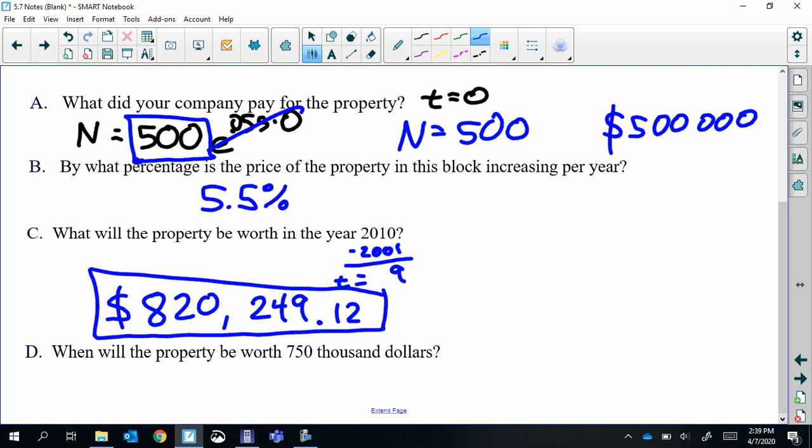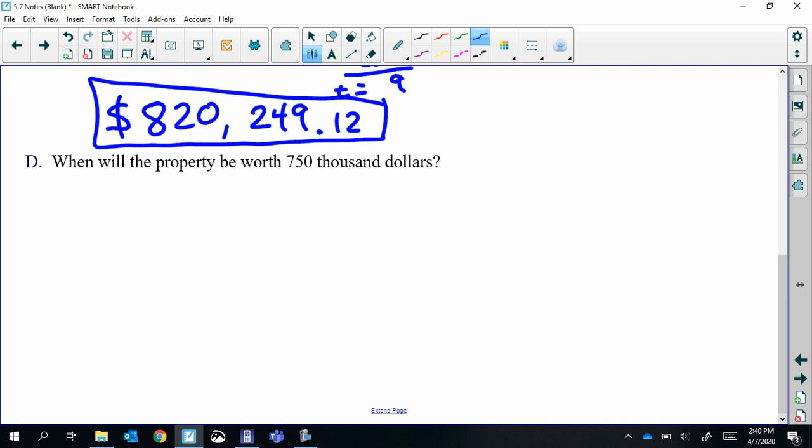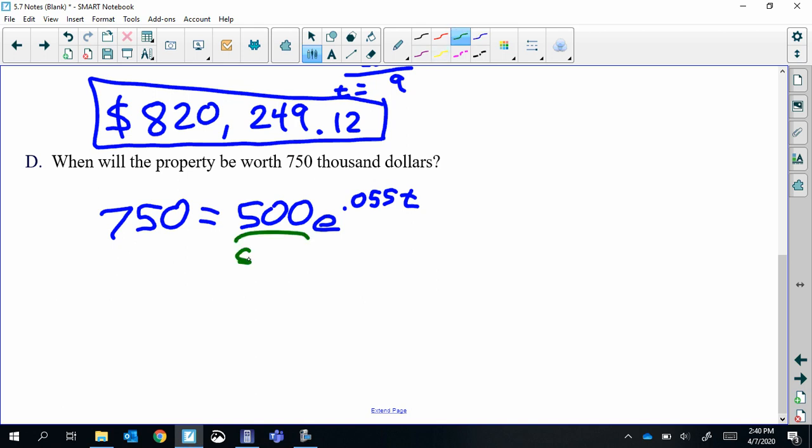When will it be worth $750,000? Well, it's obviously going to be before 2010, because we're already at 820 in 2010. So we set the 750 there into our formula, and we're going to solve for t. So first thing, divide by 500. That is 1.5.